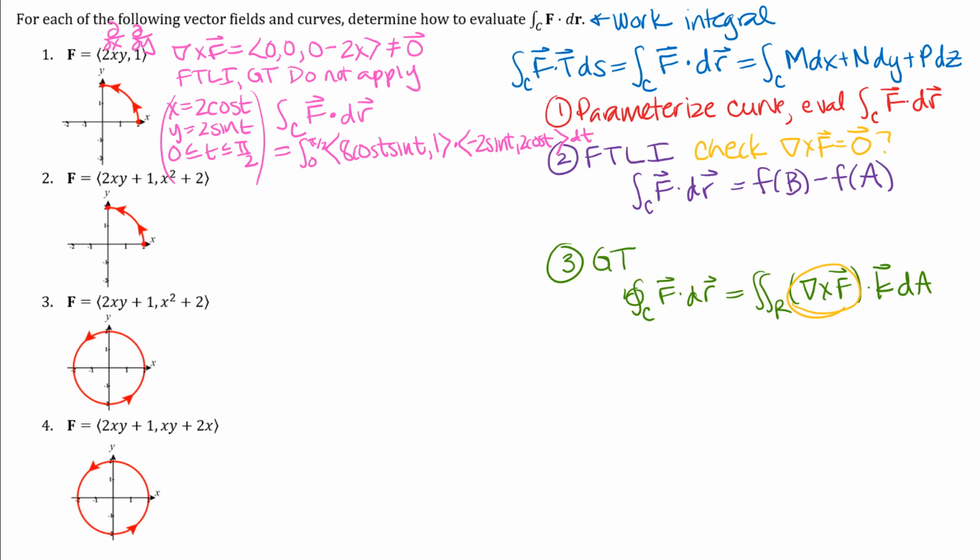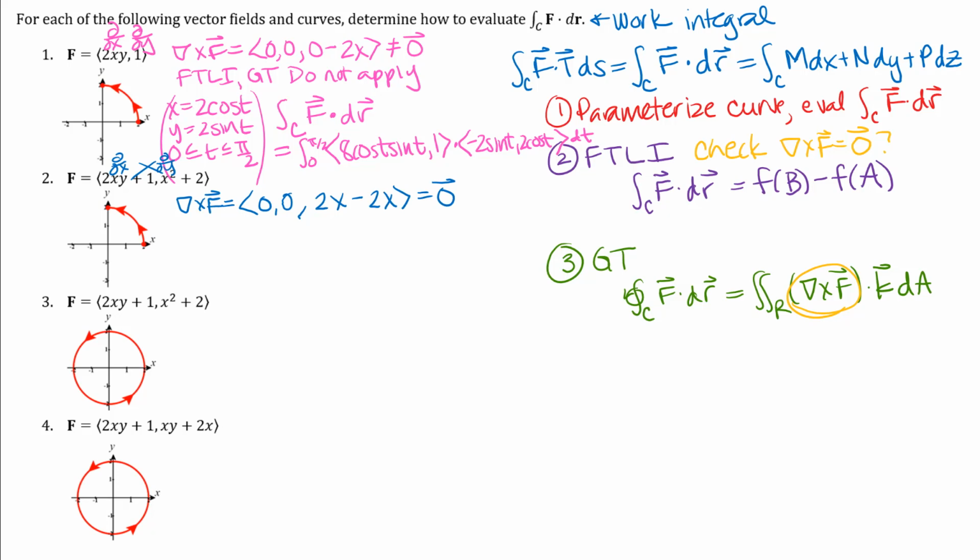On this next one, we want to think about whether Green's theorem or the fundamental theorem of line integrals is going to apply. So let's calculate that curl vector. I'll get 0, 0, and then the derivative with respect to x of x squared plus 2 will be 2x, minus the derivative with respect to y of 2xy, which will also be 2x. So I do get the 0 vector there.